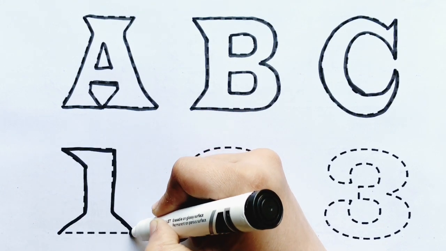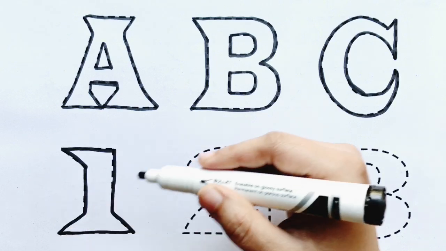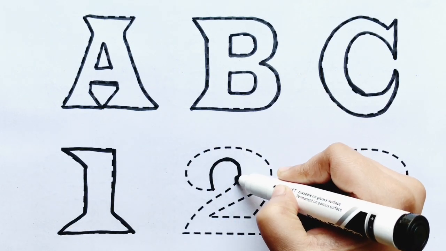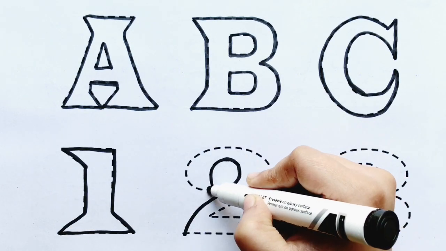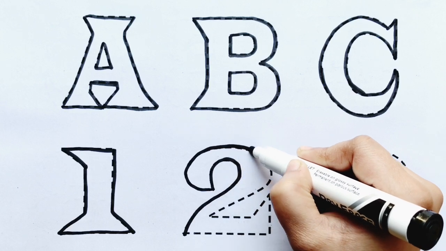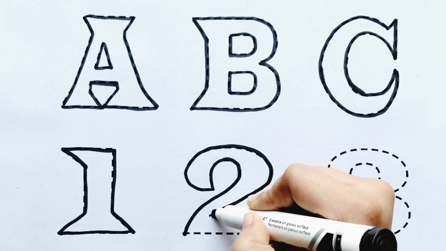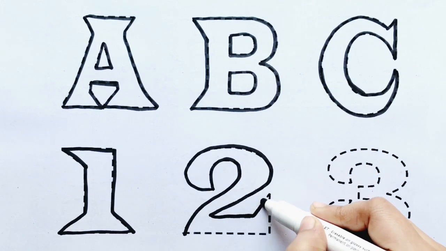Number 1. Rhythm and 1, 2, 3, we're singing all together. A, B, C. 2. The rhythm and 1, 2, 3, we're singing all together.